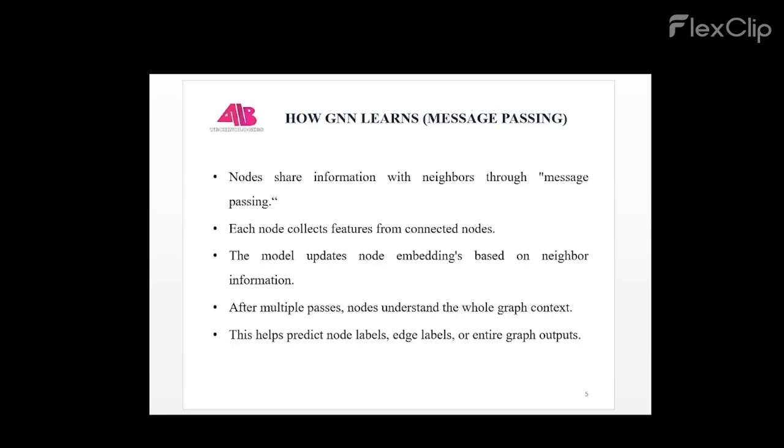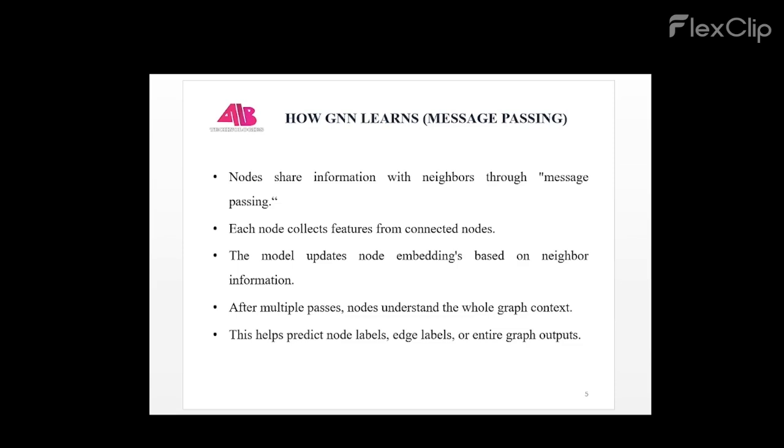Second point, each node collects features from connected nodes. Then what happens is every node collects all the info coming from those connected nodes. You can imagine it like asking your friends, hey, what's going on? And gathering all the information from your friends. Third point, it updates node embeddings based on neighbor information. After collecting that, the GNN updates the node's own understanding, which we call the node embedding. So the node becomes smarter because it learns from the nodes around it.